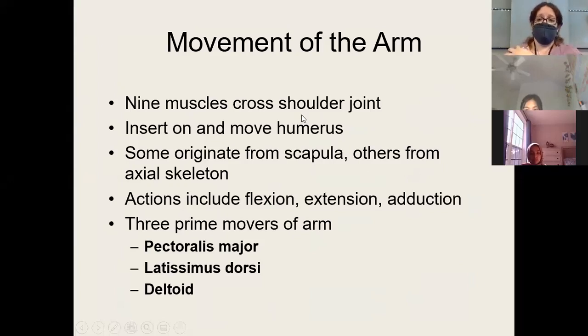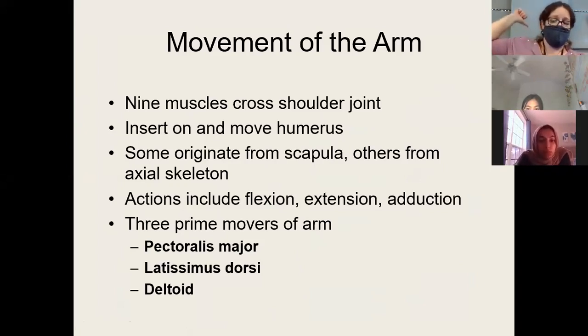Nine muscles cross the shoulder joint. They insert and move the humerus. Some originate from the scapula, others from the axial skeleton. Actions include flexion, extension, and adduction. Your three prime movers, here's something that's important for you to star. Prime movers, remember, do the majority of the work in moving the bone. Pectoralis major, chest, right? Latissimus dorsi, that big back muscle, and then the deltoid here. So you have one in the front, one on the side, and the big one in the back that are your prime movers for your arm, okay?